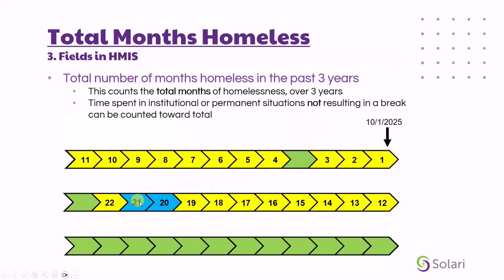In this case down here with these institutional situations, this 60-day stay in a hospital did not constitute a break. As a note, time spent in institutional or permanent situations that did not result in a break in homelessness can be counted toward the total. As a result, we have 19, 20, 21, and 22 months in this situation, as this hospital stay did not constitute a break, so we're going to include those 2 months in the client's total number of months homeless.